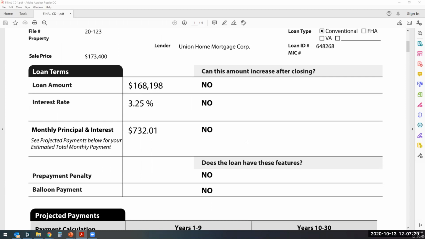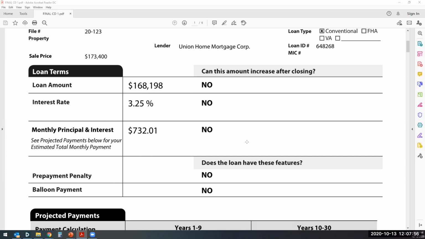What's your monthly payment? Your monthly payment is just here, the monthly principal and interest, very important. This is never going to change. When a client asks me, and this is a question they always ask me, is my monthly payment going to go up? My answer is monthly principal and interest will not. Very important. Principal and interest will not.